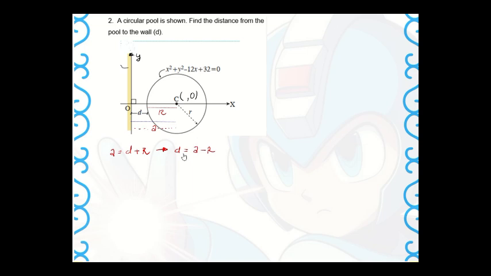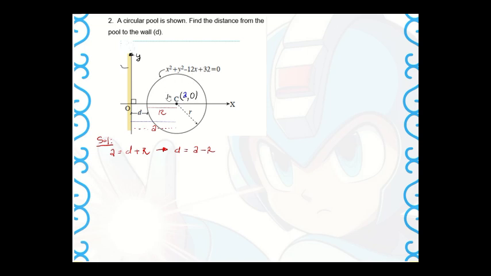Bien, entonces vamos a encontrar el valor de A y el valor de R, con lo cual tendríamos D, que es lo que nos están preguntando. Muy bien, no olvidemos que esta es la solución. So, let's continue. Well, this is A. So we write here A.